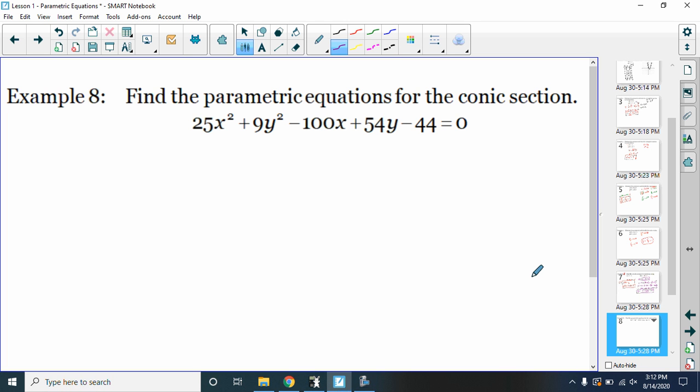In order to do this, we are going to need to change from this big long standard form to what is called center form. You did it in Algebra 2. I believe you did it again in pre-calculus. So we need to group the x's together. So we've got 25x squared minus 100x. We're going to leave a little space here. We're going to group the y's together. And any constant, in this case minus 44, I'm going to add 44 to both sides.